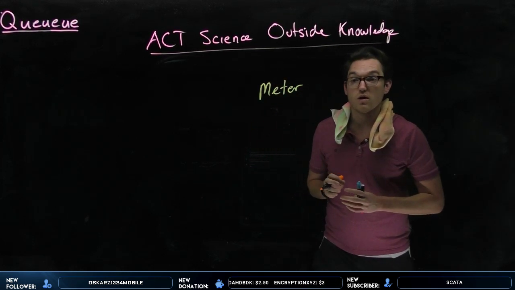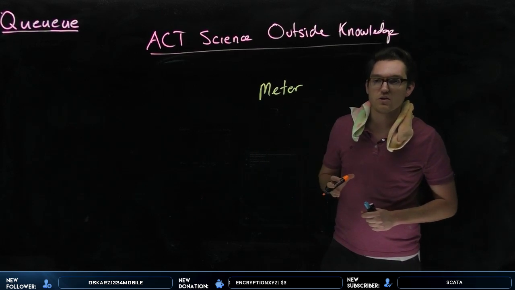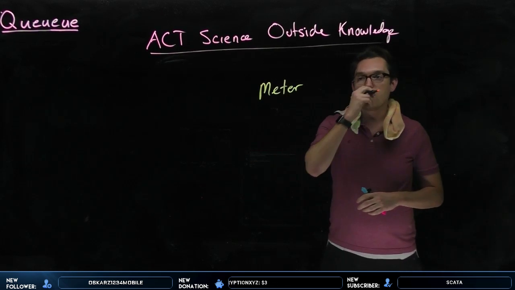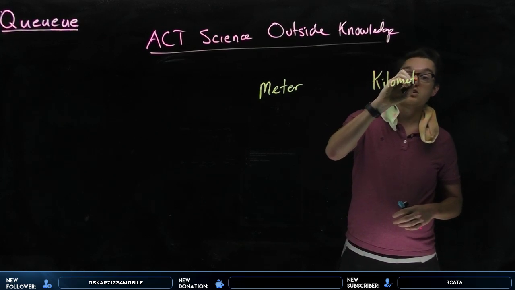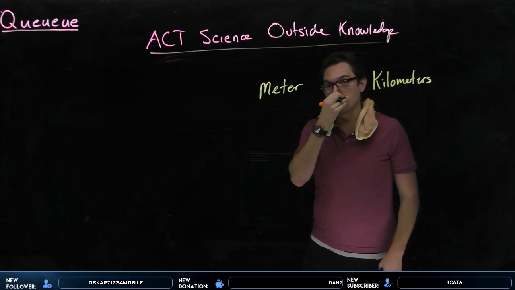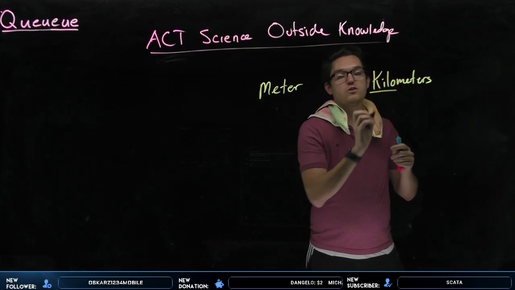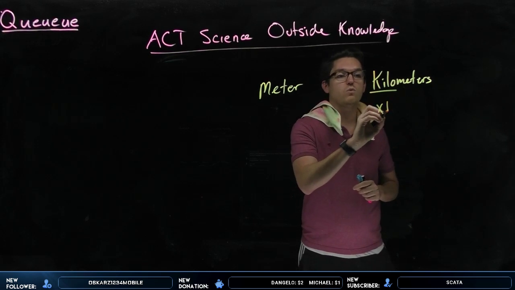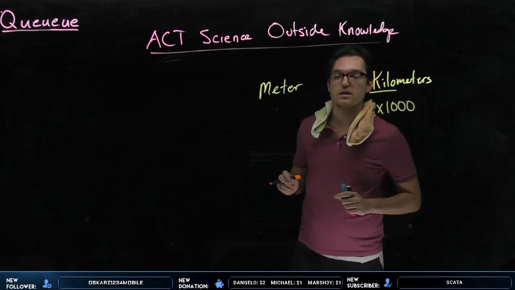But if you want to measure very large distances, like between planets, it's not very fun to use meters because there's going to be a ton of them. So there's a unit called the kilometer. Actually, you probably want to use units even larger than that. They use astronomical units, which is a different thing altogether. Kilo is a metric prefix. This means times 1,000. So a kilometer is 1,000 times as large as a meter.